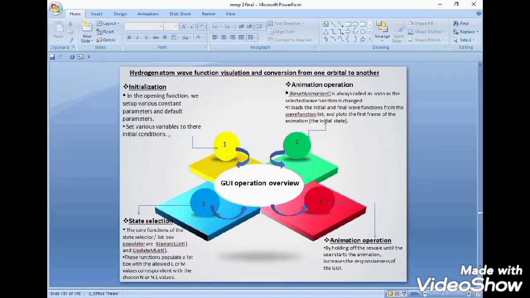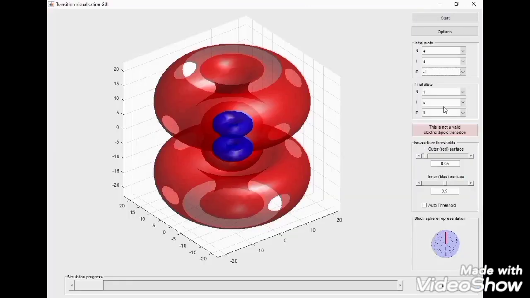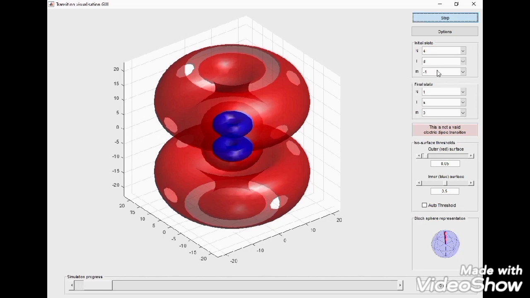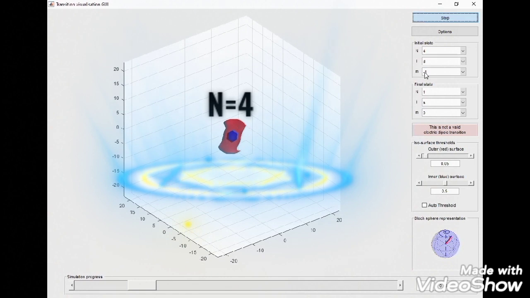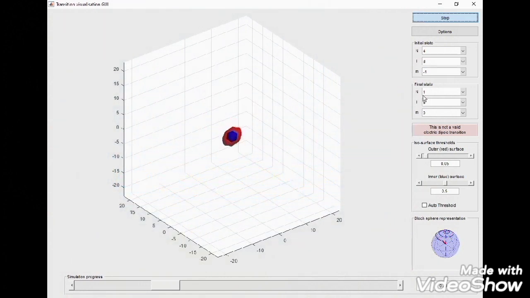Let us consider the MATLAB commands of this one, and this one is the transition visualization GUI function. Let's start this over here. In this case my initial state is n equal to 4, l is d, and m is -1, and we are moving toward the final state, that is n equal to 1 and l equal to s and m is 0. So in this way we will attain our final state as this one.